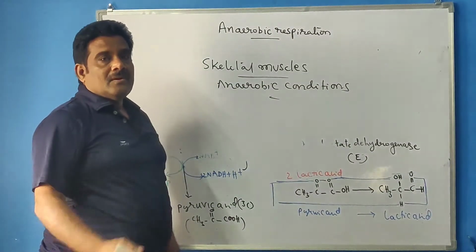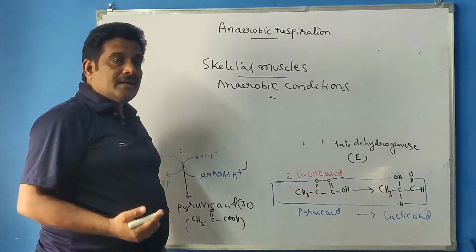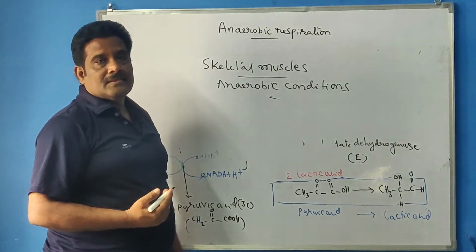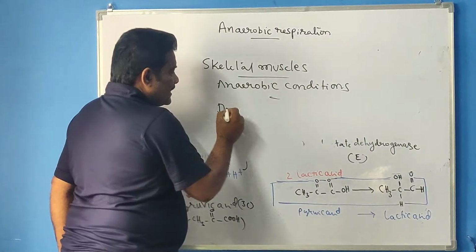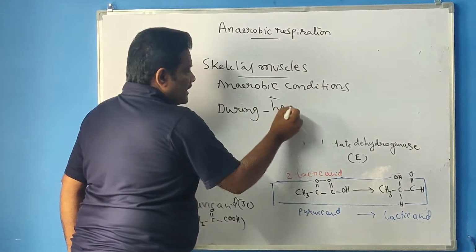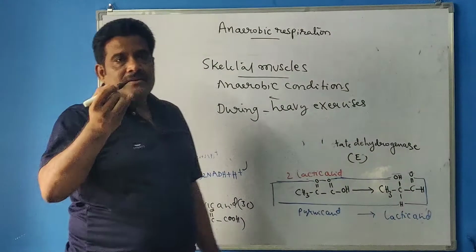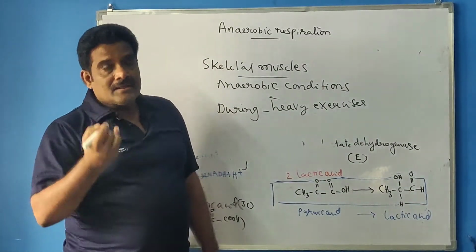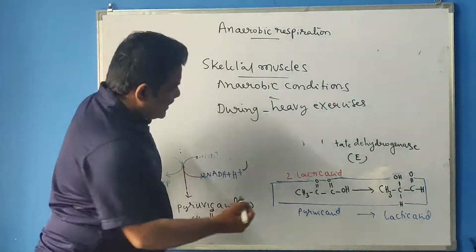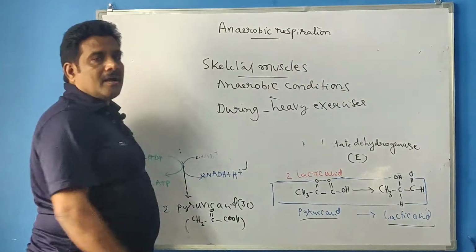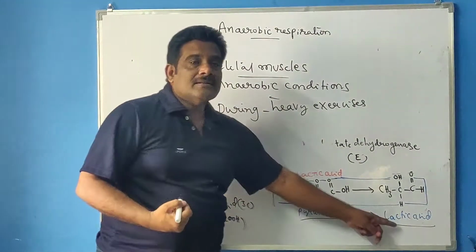When does this happen? When do muscle cells not receive oxygen? Actually, oxygen is supplied continuously, but under which conditions is oxygen not available to skeletal muscles? How are these anaerobic conditions created? That means during exercises, during heavy exercises, the muscle cells will not get an adequate amount of oxygen. Under such conditions anaerobic conditions are created. So in such conditions, the pyruvic acid that is formed and accumulated in the cells is reduced to lactic acid.